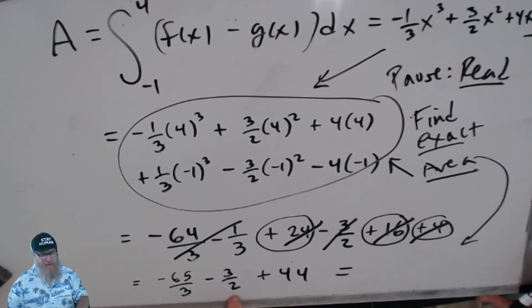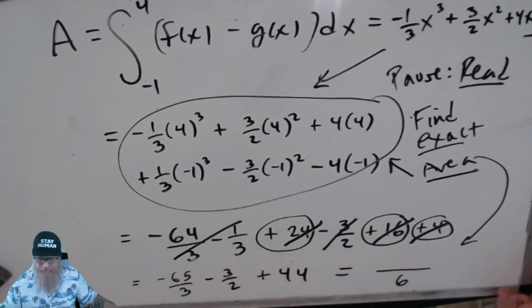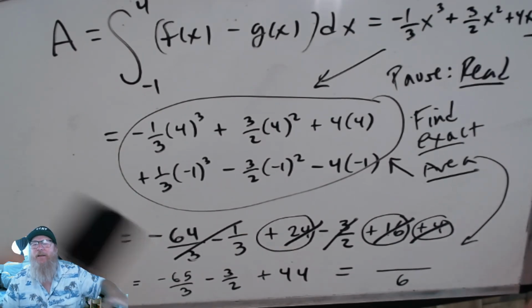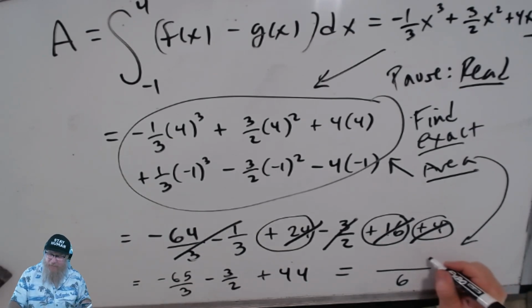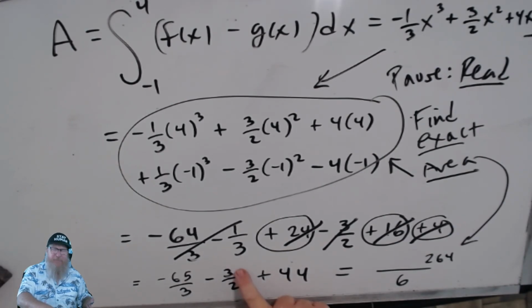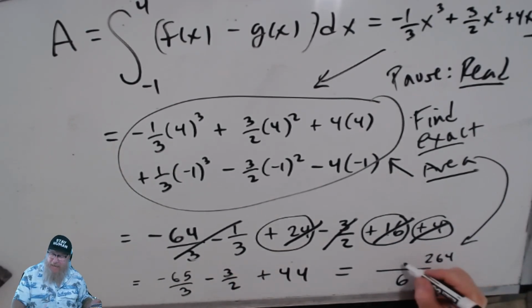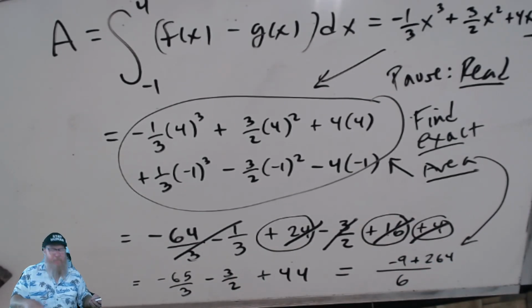All right. So the LCD is going to be 6. Now, you're allowed to use a calculator if you're just lazy and don't feel like multiplying. So 44 times 6 is 264. 3/2, well, that already has a denominator of 2. So I just have to do 9. 3 times 3 is 9. That's going to be -9.